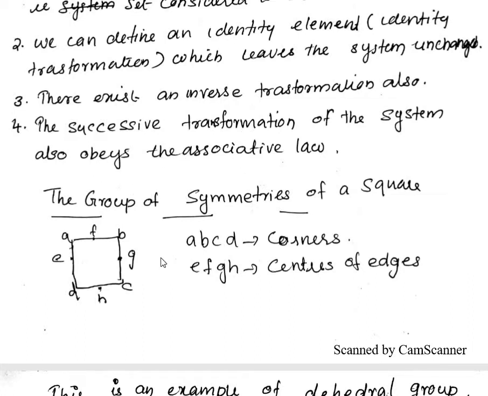Now let us examine the group of symmetries of a square. So this is a square. Its corners are A, B, C, D, and E, F, G, H are the centers of the edges.